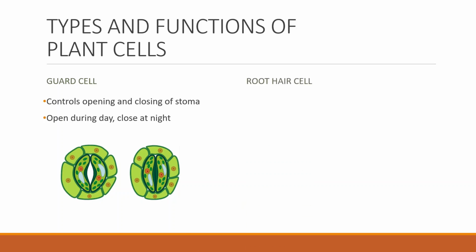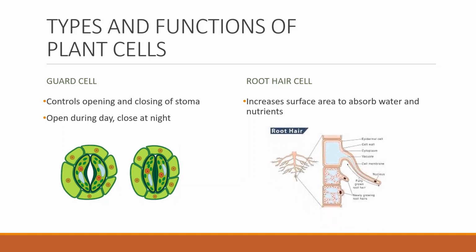So next we have the root hair cell. The root hair cell is another specialized cell of the root. As you can see, most cells at the roots are like this, and some have this extra long hair over here to increase the surface area to absorb more water and nutrients.